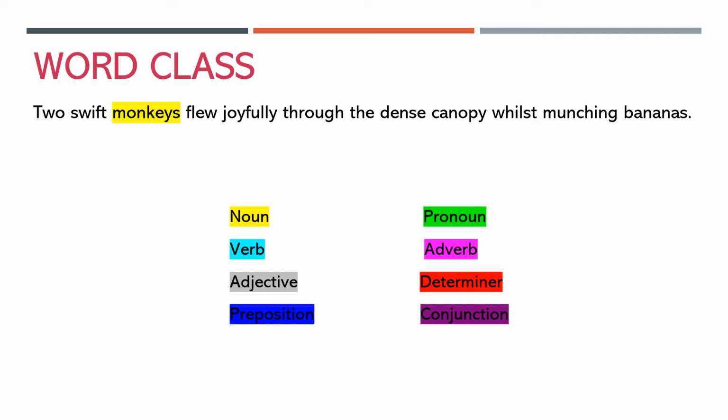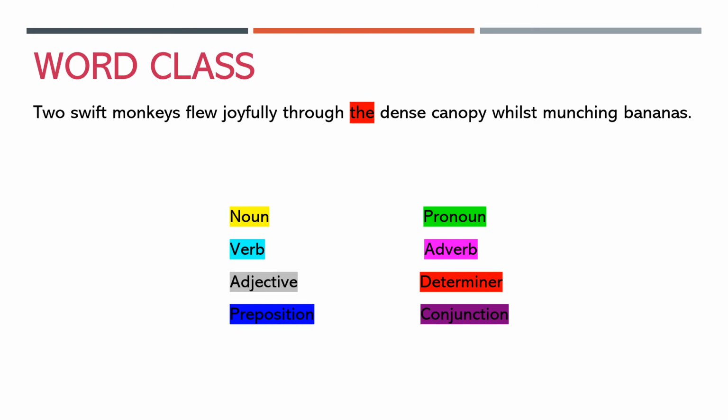Monkeys is a noun. It's a common noun. You'll notice no capital M, because although it's a name of an animal, it's not their specific name. Flew is a verb. The word joyfully describes how they flew, so it's an adverb. The word through is a preposition. It's telling you the position or where something is happening.